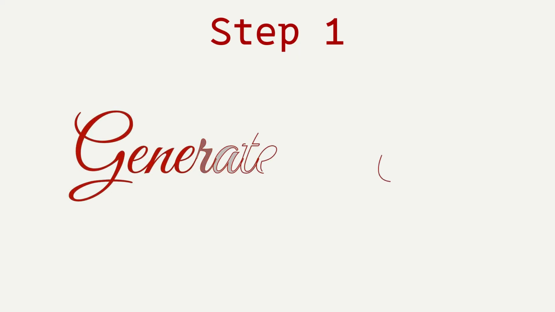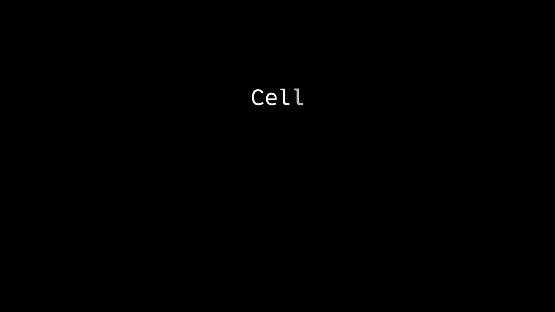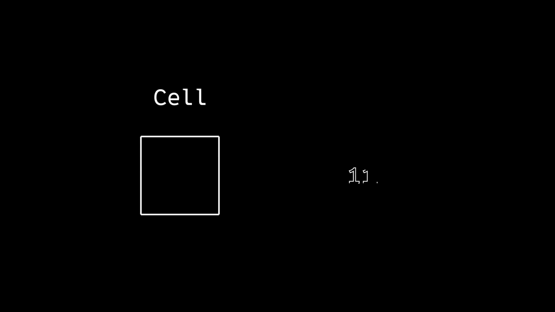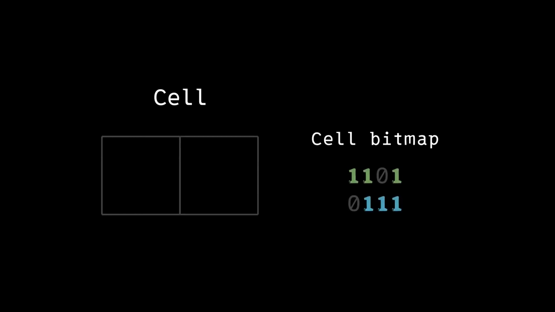So first we need to figure out how to create the mazes that we want to solve. A maze is basically a grid made of cells, and each cell has a bitmap representing the 4 walls around it. The first bit is the top wall, the second is the right wall, the third is the bottom wall, and the fourth is the left wall. To remove a wall between two cells, we just set the corresponding bits in both cells to 0.